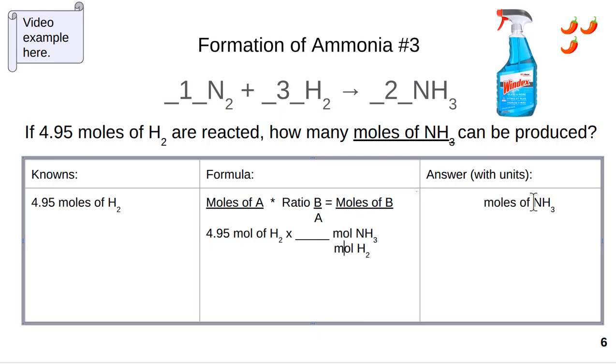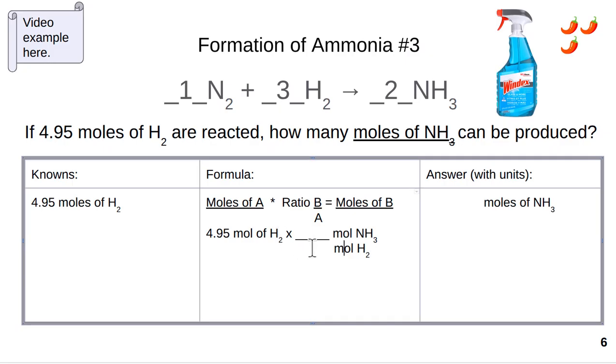You're going to see that pattern each time. The units for the given are going to be on the bottom of the ratio. The units for the answer are going to be on the top of the ratio. That's because in math, when you see something on the top and the bottom of an equation, you can often cancel them out. And what we're trying to cancel out are the units of our given, so moles of hydrogen.